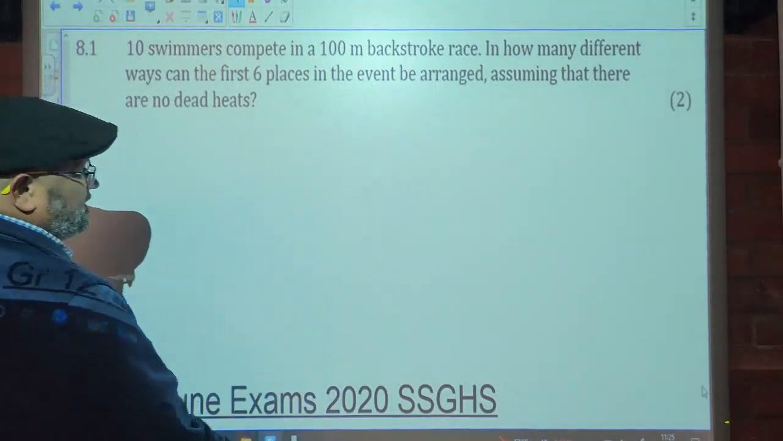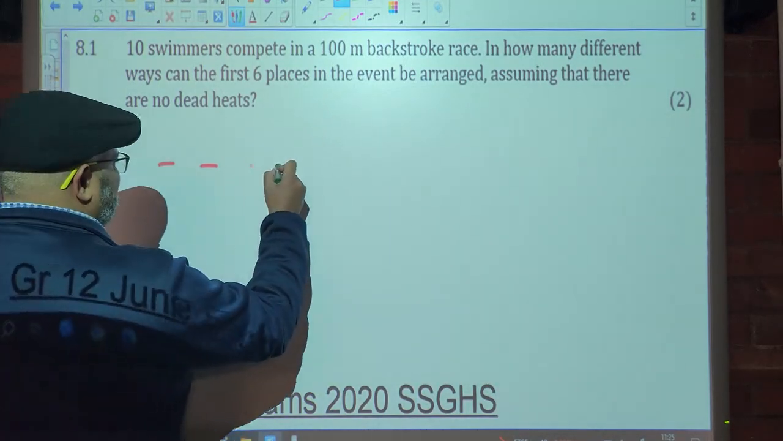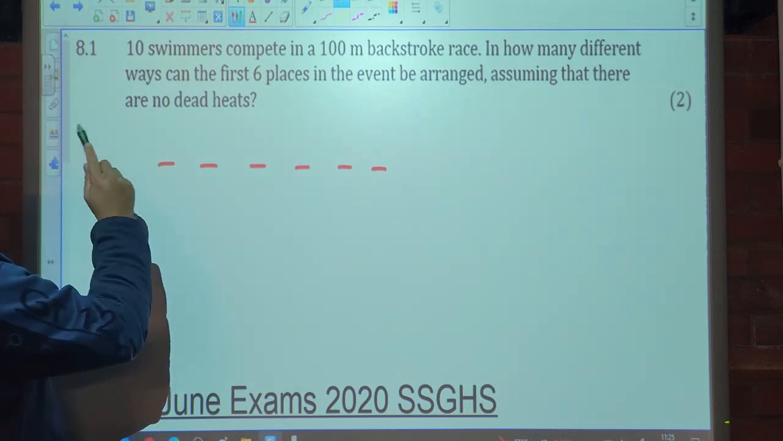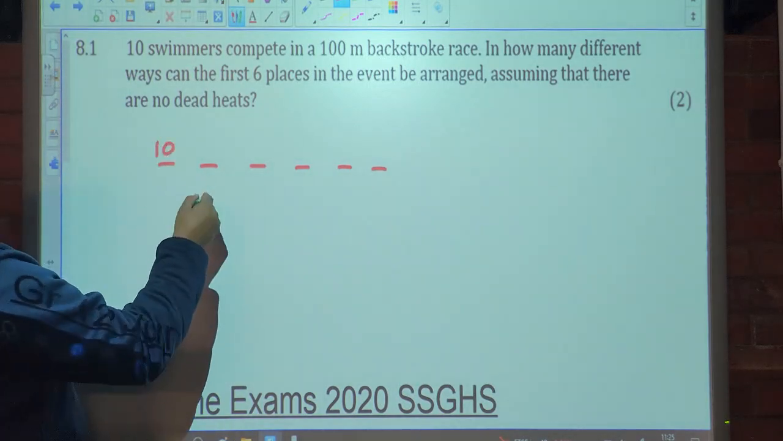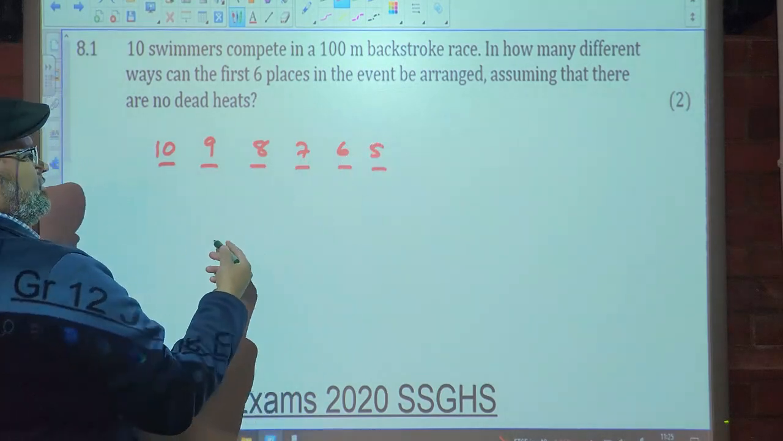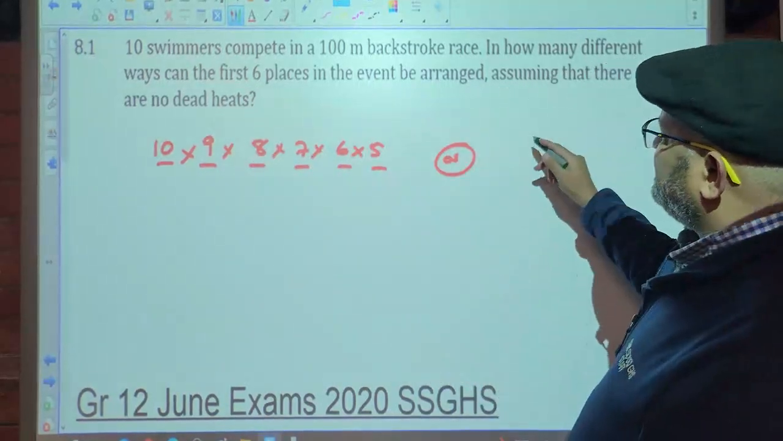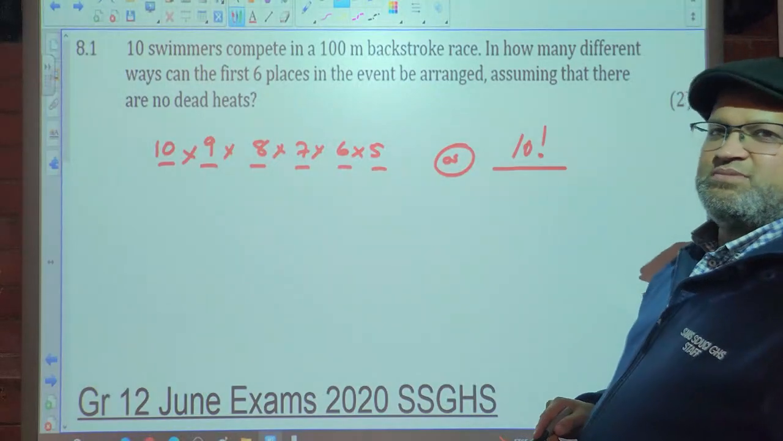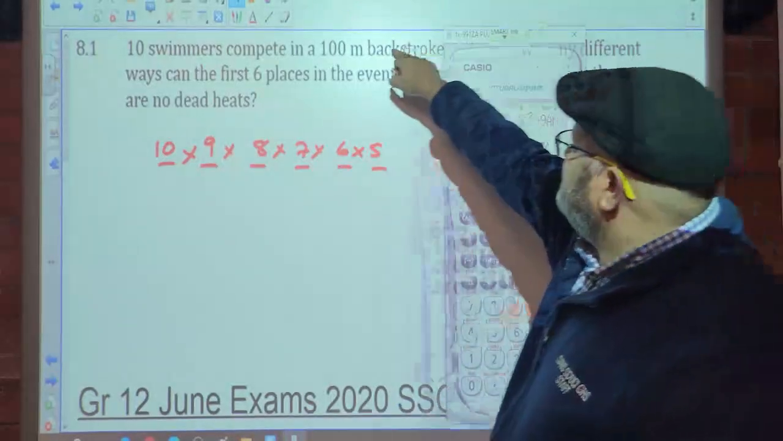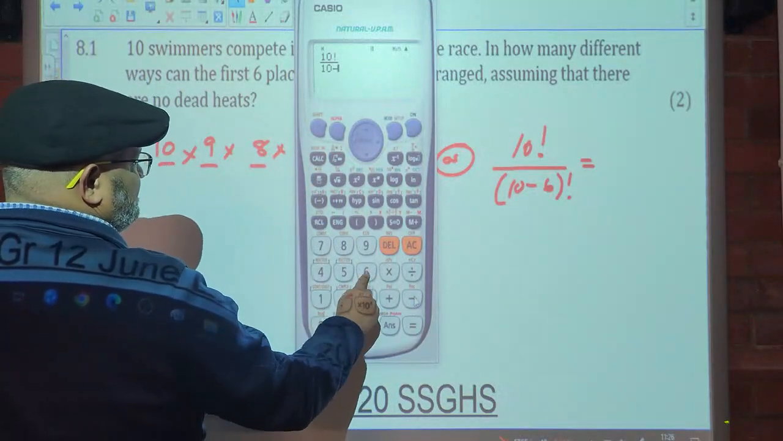But okay, people, how many slots would I draw here? We're looking for 6 places. 6 slots: 1, 2, 3, 4, 5, 6. So how many options do I have for slot 1? 10 people for first place. Second place? 9. Third? 8. 7, 6, 5. You can just multiply this out, or I could have used the formula. Since there are 10 competitors for 6 placements, it's going to be 10 factorial over 10 minus 6 factorial.